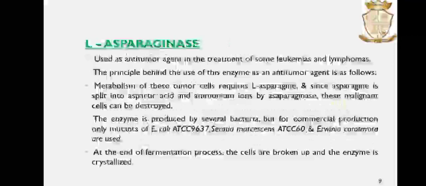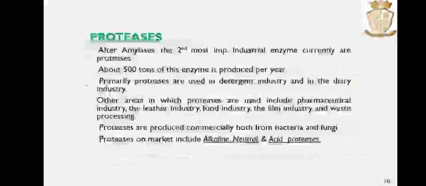The enzyme is produced by several bacteria, but for commercial production, only mutants of E. coli, ATCC 9637, Serratia marcescens, ATCC 60, and Erwinia carotovora are used. At the end of the fermentation process, the cells are broken up and the enzyme is crystallized.